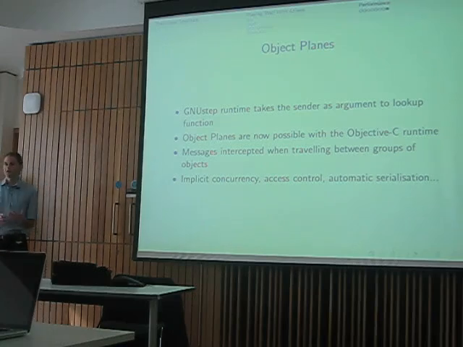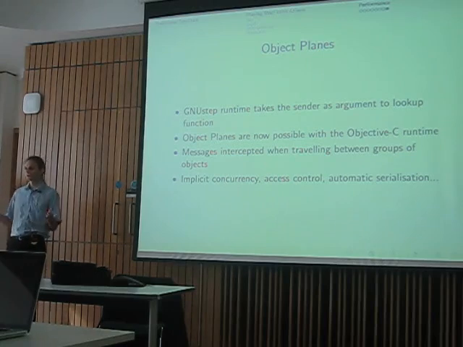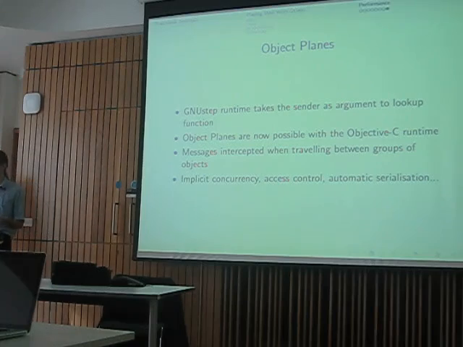We can do automatic serialization, so if your message is entering a group of objects, record it. You can do access control, so you can say if your message is leaving this bit of not very trusted objects, really validate its arguments. You can do some quite interesting things with that.